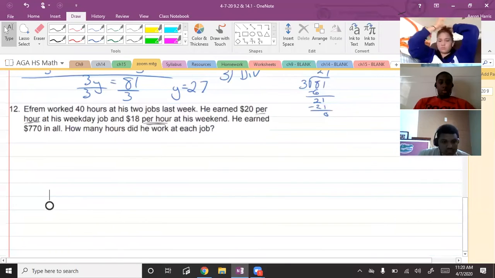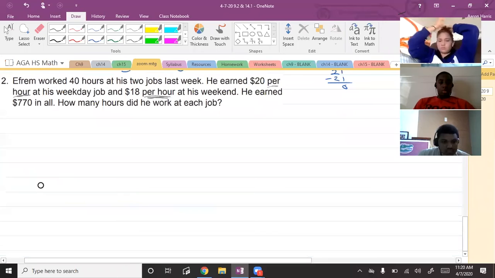So let's go to this word problem. Ephraim worked 40 hours at his 2 jobs last week. So we have job 1, job 2. He earned $20 per hour. As soon as you see per hour, you know you're multiplying something because it's a change. There's $20 every hour. It's going to continue to change. So now, $20 per hour at his weekday job. So let's say this is the weekday job and this is the weekend. So $20, and we need to multiply that by some hour.